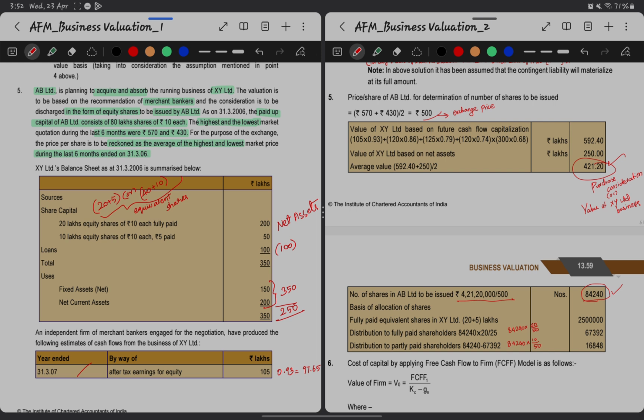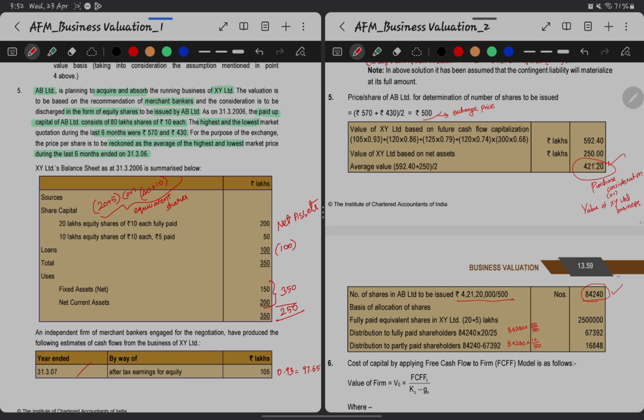So we need to calculate the equivalent shares, because the 20 lakh equity shareholders have fully paid up, given the entire money to the company, and they become the owners to the extent of their full shares. But in case of these 10 lakh shareholders, only 5 rupees they have paid. Their liability is still pending to the company, as they are yet to give the 5 rupees. So it is not correct to give them an equal number of shares of AB Limited, because they have paid only half the portion. So we have to find out the equivalent shares.